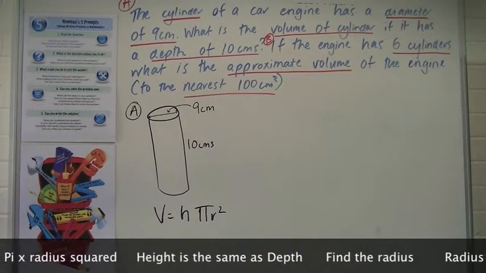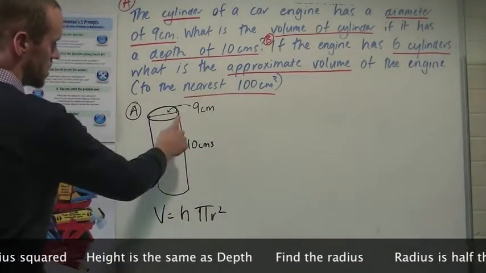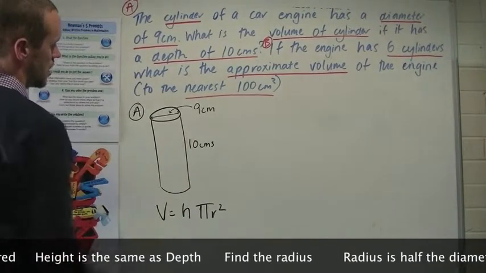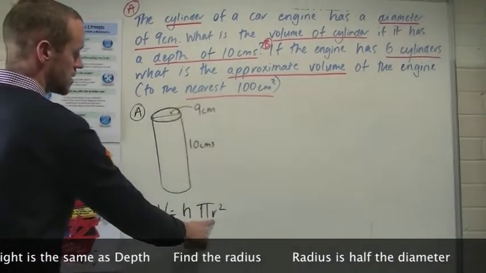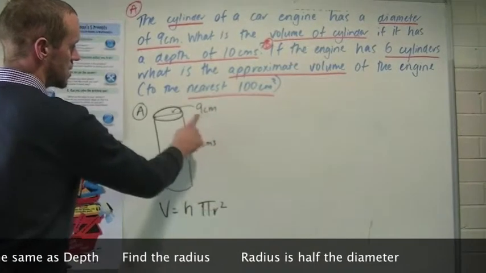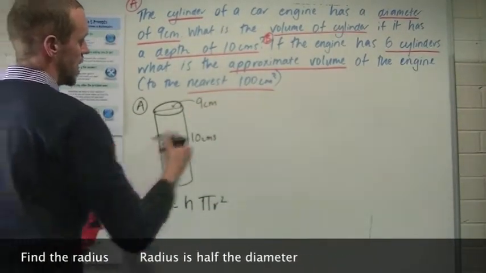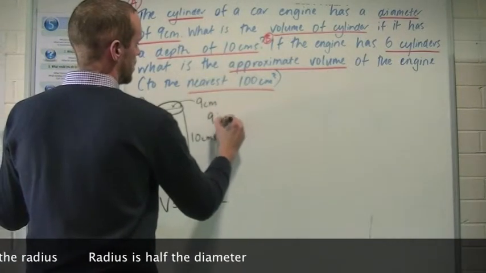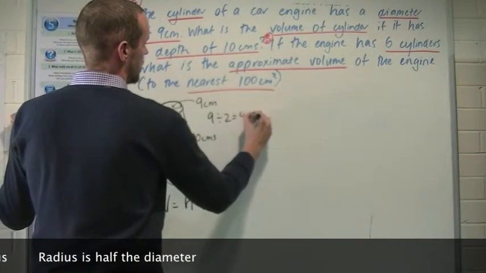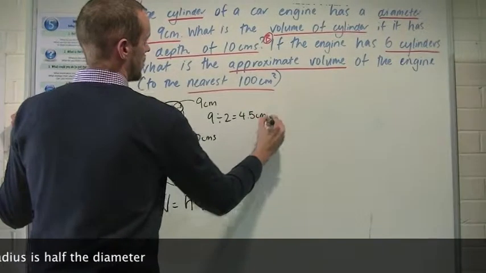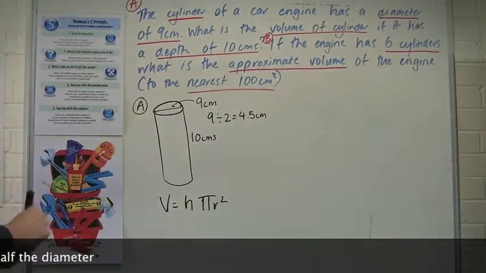Now, here we have our height, which is our depth. It's the same thing. And our radius is half of our diameter. So the first thing we're going to do is halve our diameter. So our radius is 4.5 centimetres.